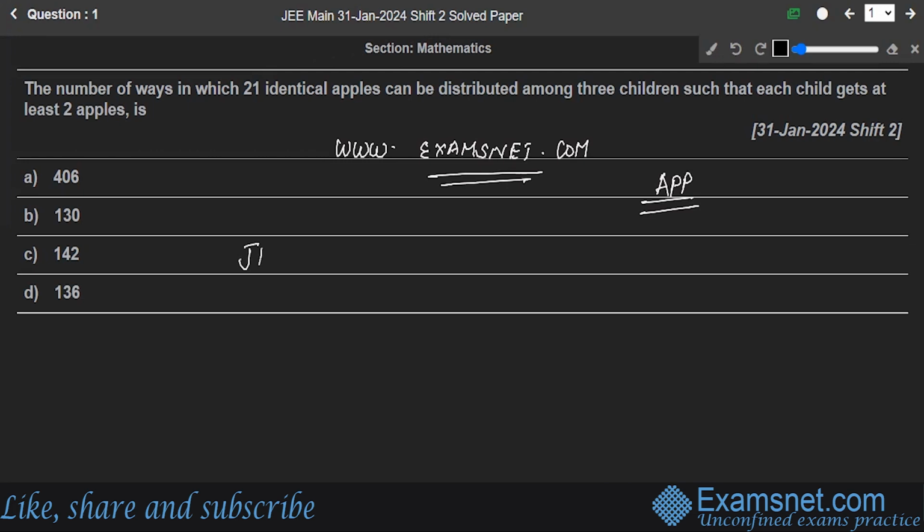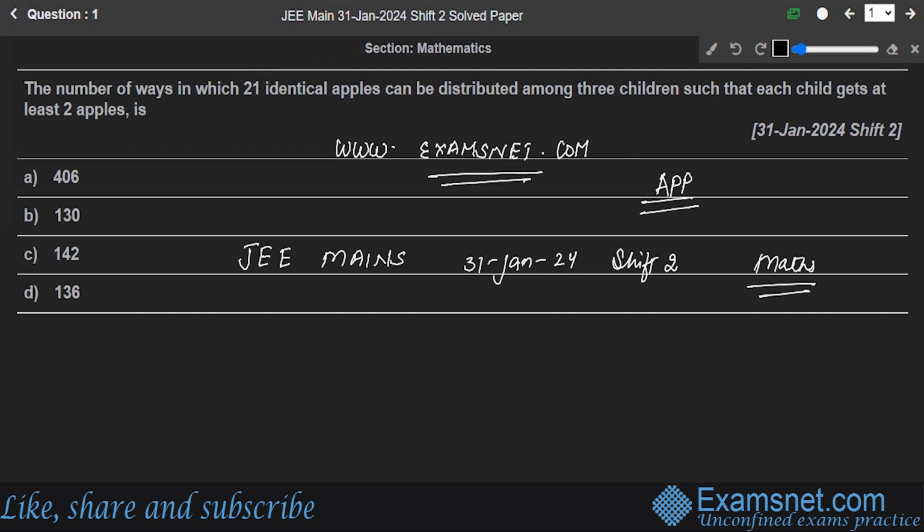Students, today I'll be solving the JEE Mains 31 Jan 2024 Shift 2 paper, the evening paper. In this particular video, I'll be solving the mathematics part, that is the maths questions. So let's start with the first question. Very best of luck.